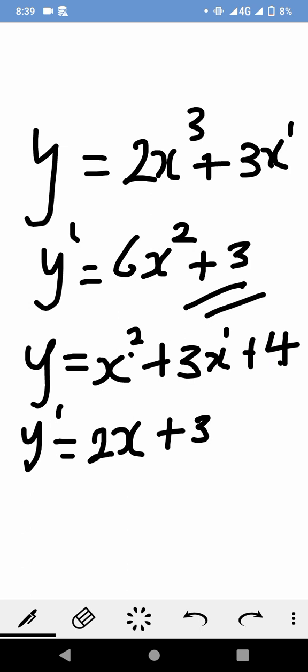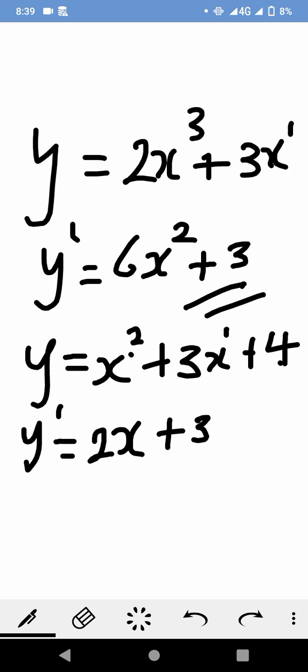And the 4, if you differentiate a constant, of course, it's going to give you 0, because constants don't really have slope. Derivative is all about slope. So the derivative of a constant is actually 0, because it doesn't have slope. For y equals 4, the graph will not have a slope actually. That's why the derivative of a constant is 0.